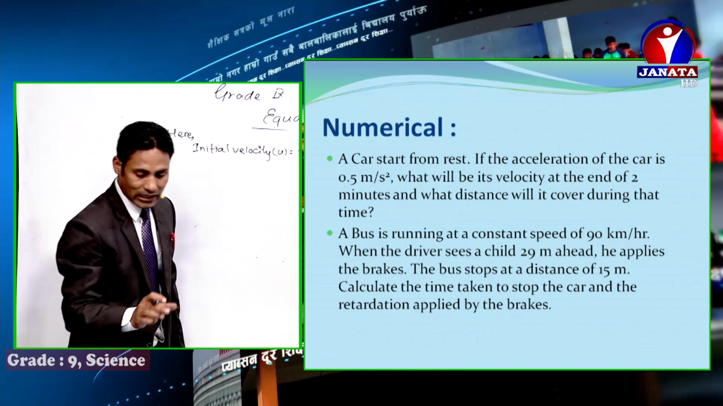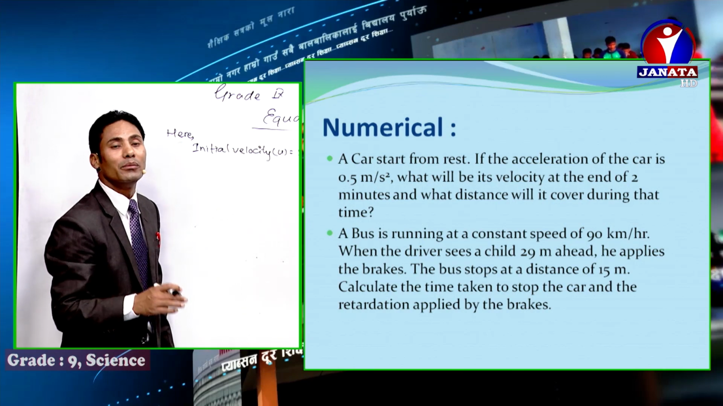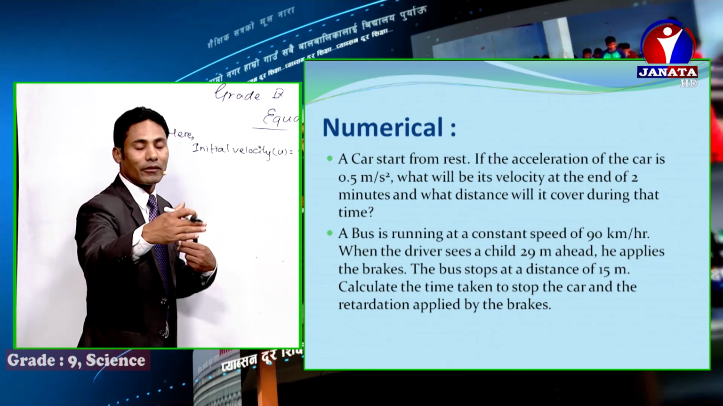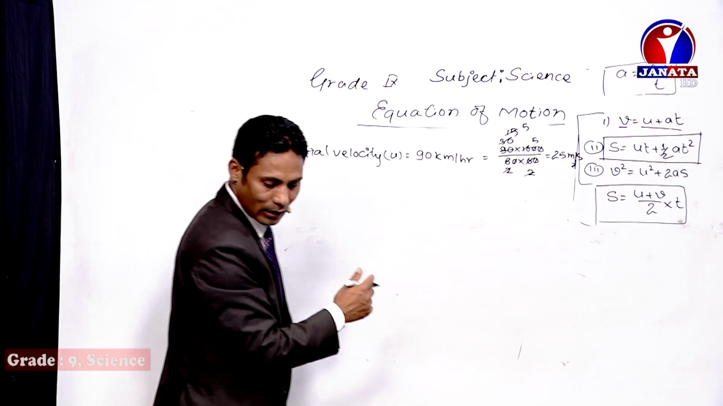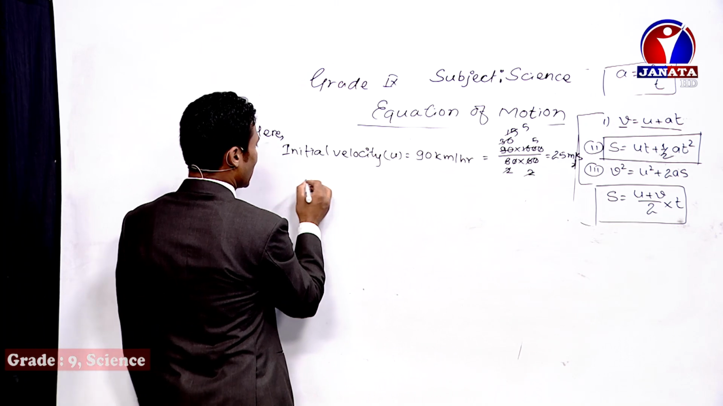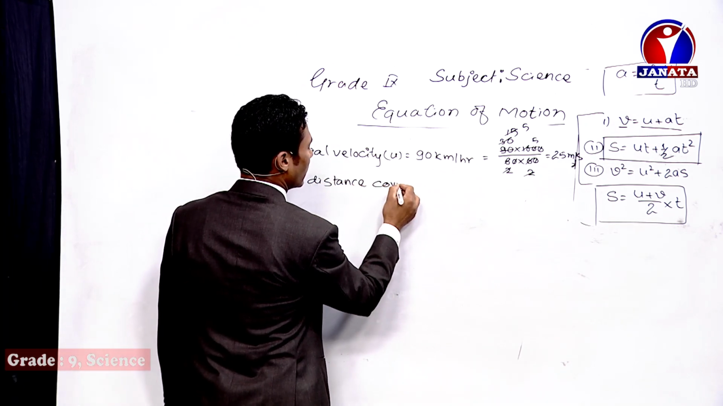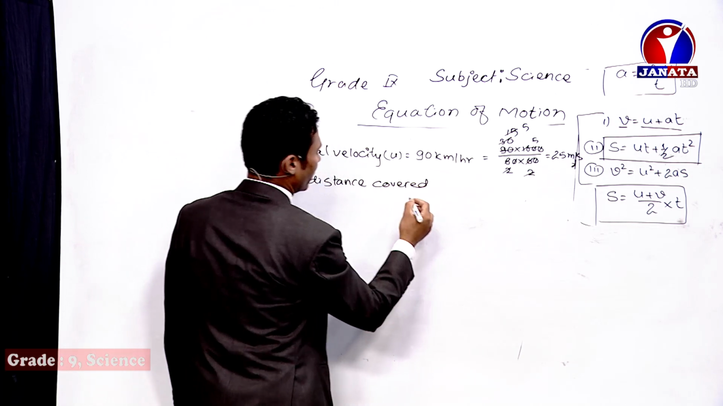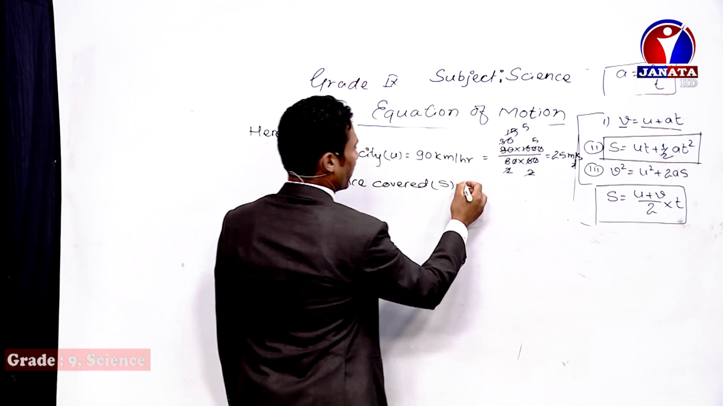Distance traveled is given over there. The bus comes to rest after 15 meters. That's why that is the distance traveled. That's why this is required, another we don't require, okay? That means the distance covered, right? Symbol is S, it is 15 meters.